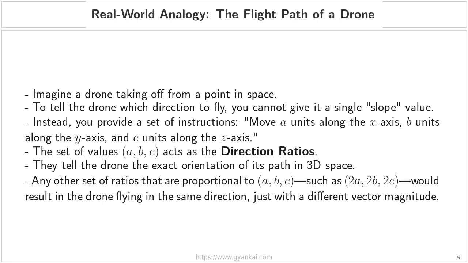Now, here is a crucial point to remember before we move on to our numerical example. The direction itself doesn't change if you scale these numbers. If you told the drone to move 2a units along the x-axis, 2b units along the y-axis, and 2c units along the z-axis, the drone would still be flying along the exact same path. The magnitude or the length of the instruction has changed, but the direction remains identical. This perfectly illustrates why direction ratios are proportional.